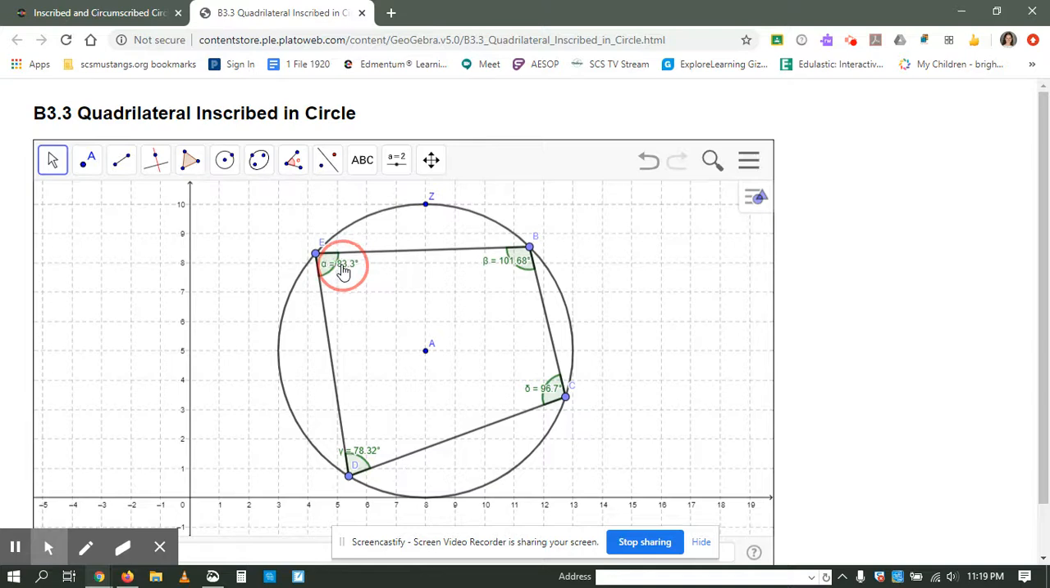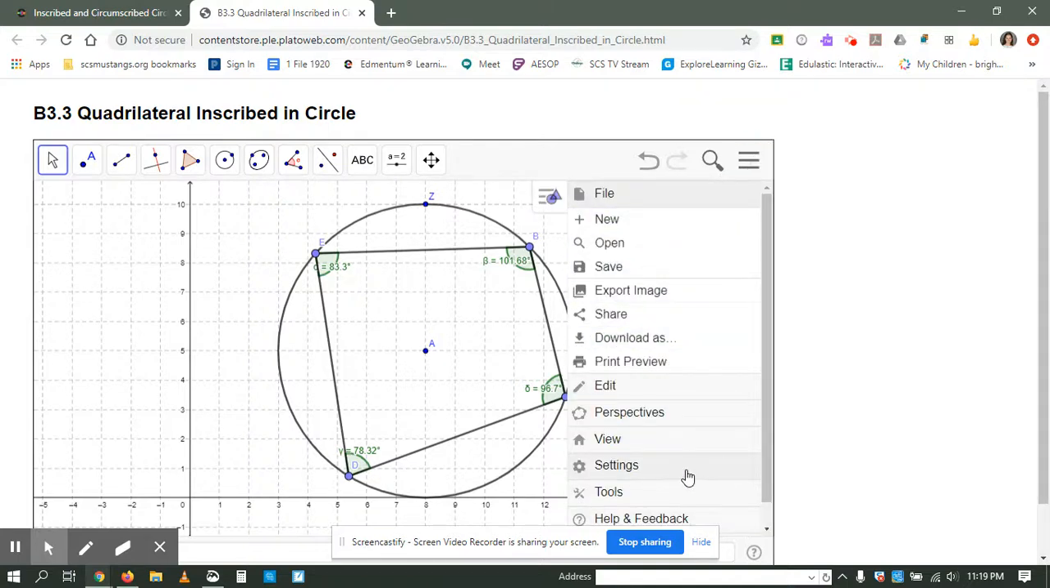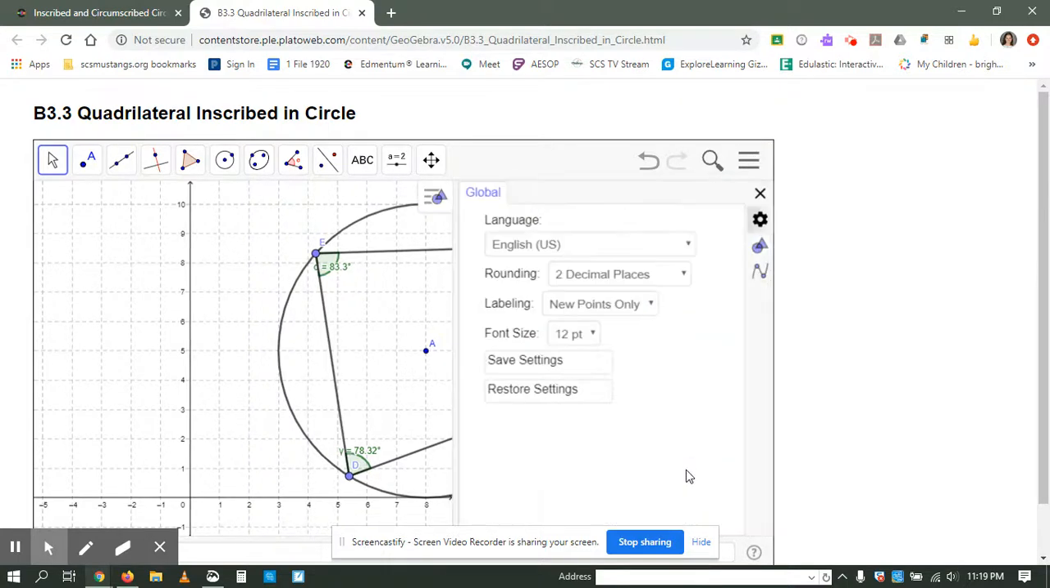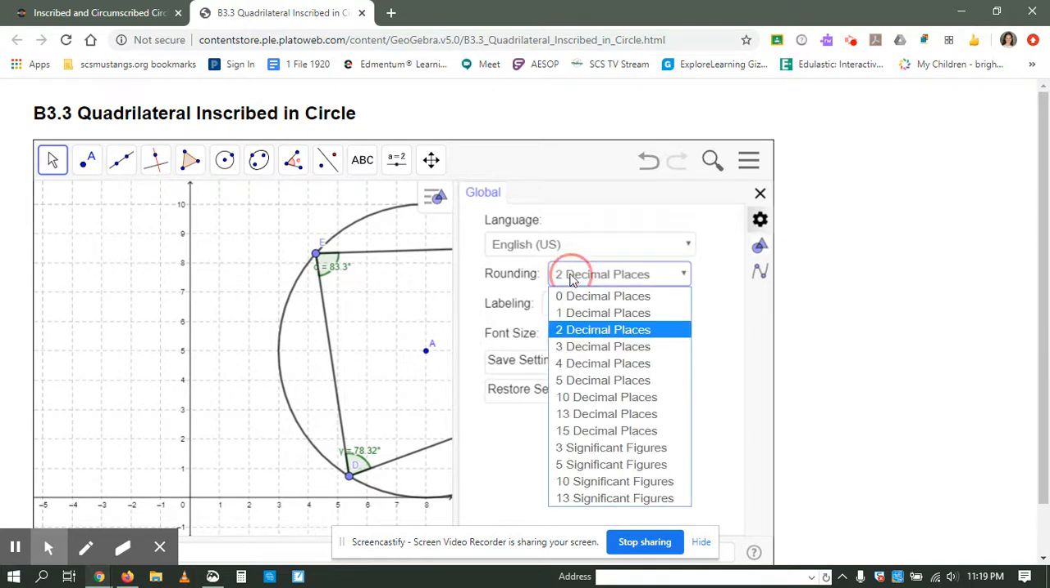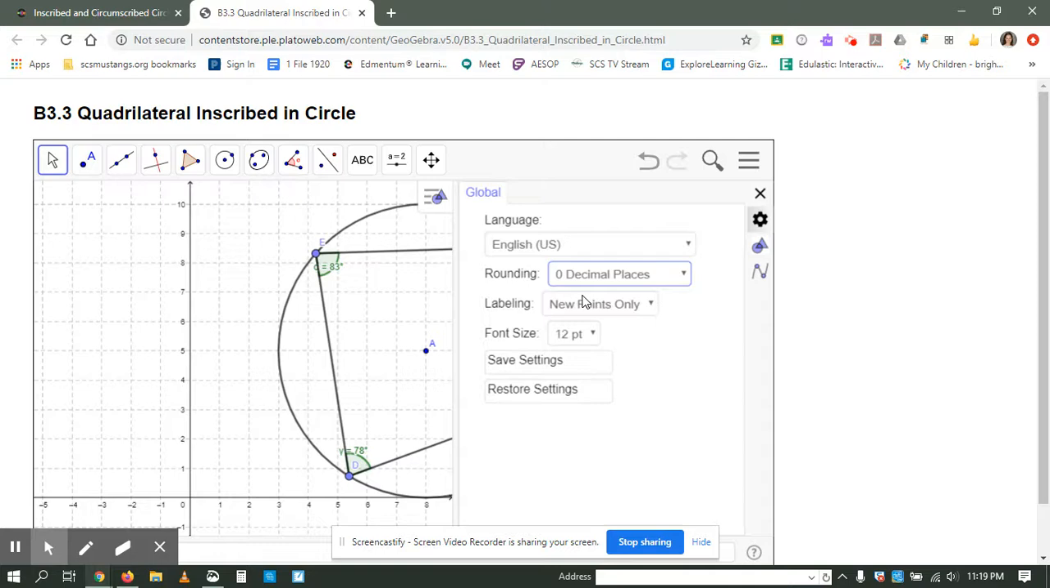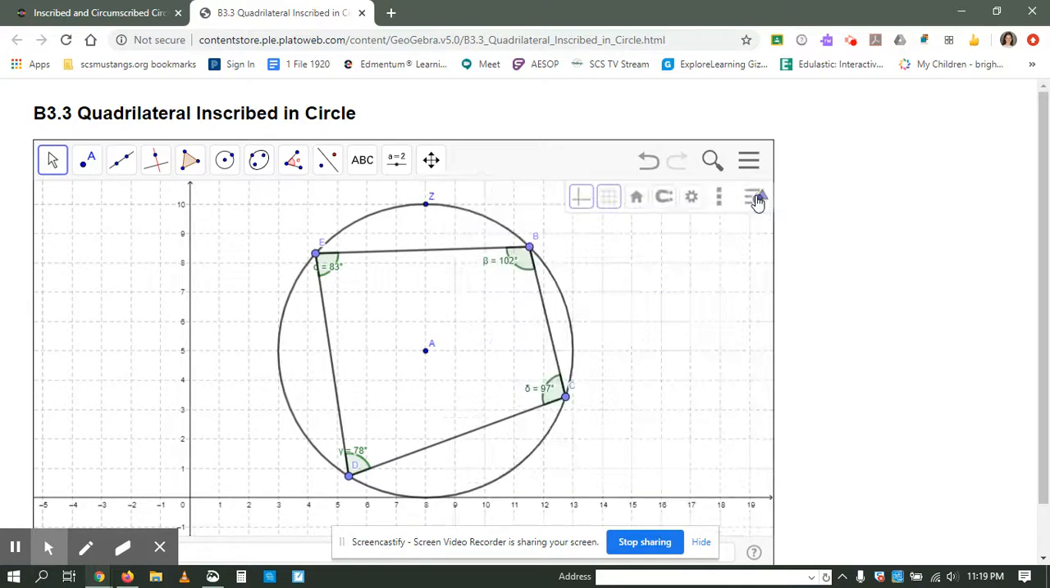And then for the purposes of this activity, it's going to be hard having those decimals. So I'm going to go over here to my menu and go down to settings. For rounding, I don't want 2 decimal places. I want 0 decimal places. It'll make our lives easier in the long run if we just do no decimal spots. All right, so there we go. If you want to scooch a little more, scooch away.